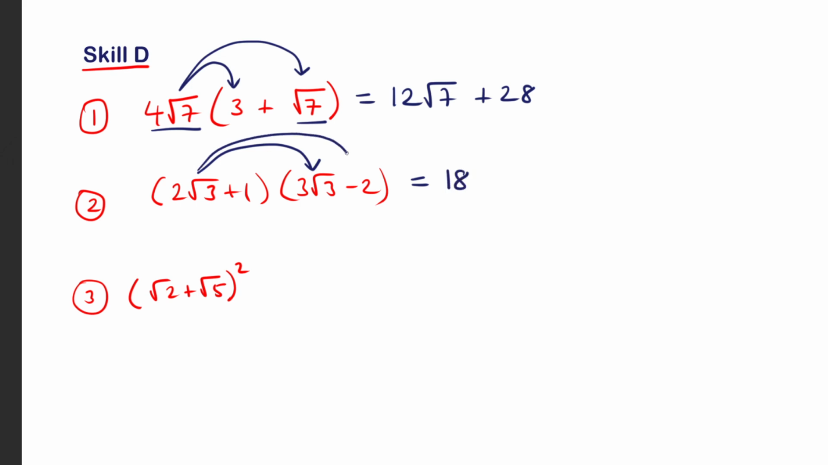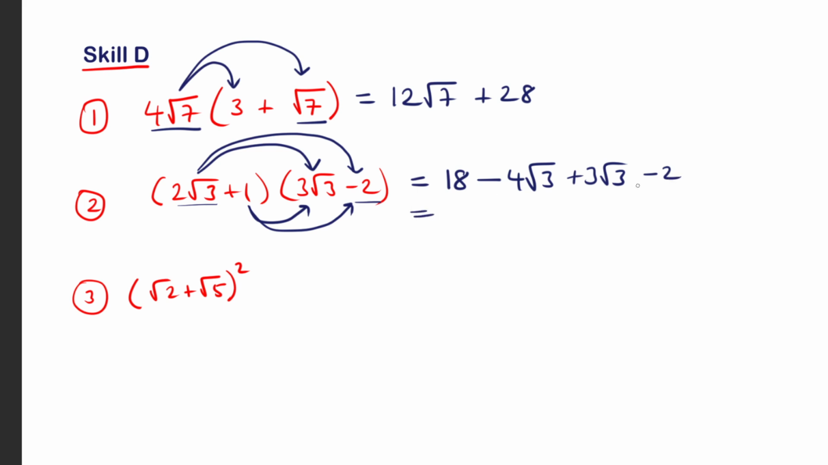Now this times this. So first of all, it's going to be a minus, isn't it? Because it's a plus times a minus. That will be minus. And 2 root 3 times minus 2. So basically we've already done the minus, so 2 times 2 is 4 times root 3, so that will be 4 root 3. And here 1 times this, well, that's just going to be 1 times 3 root 3, which is 3 root 3. And finally 1 times minus 2, which is minus 2.